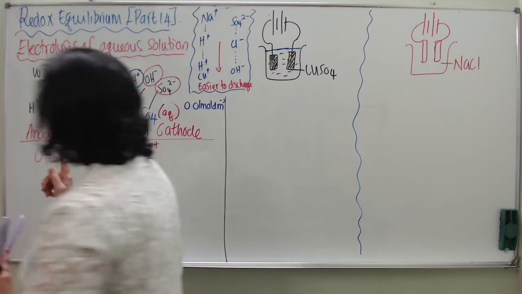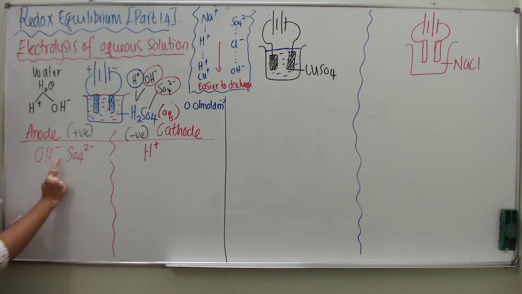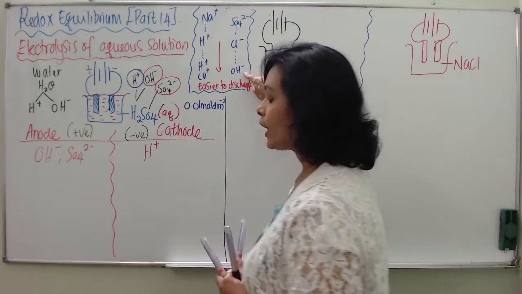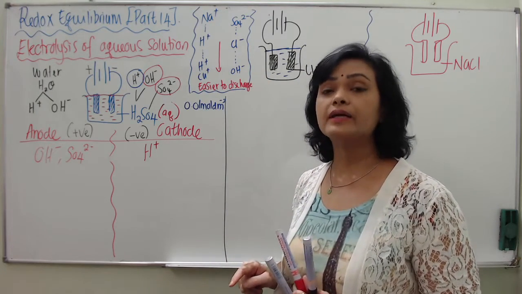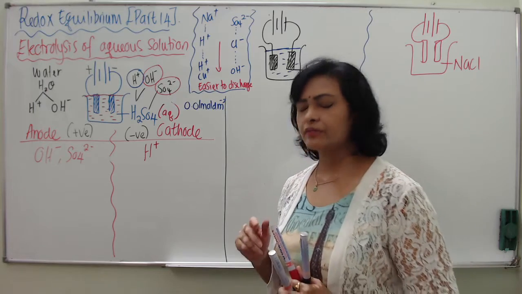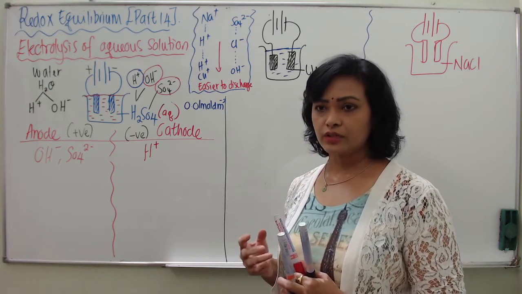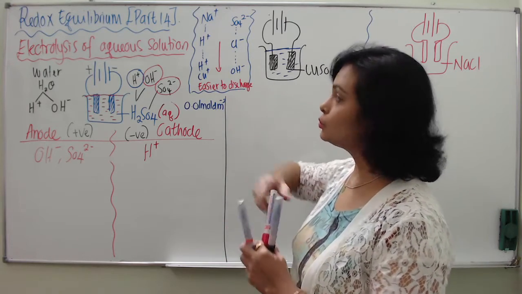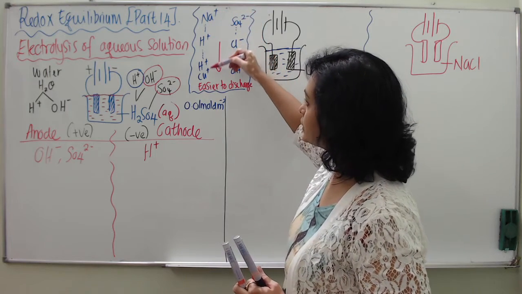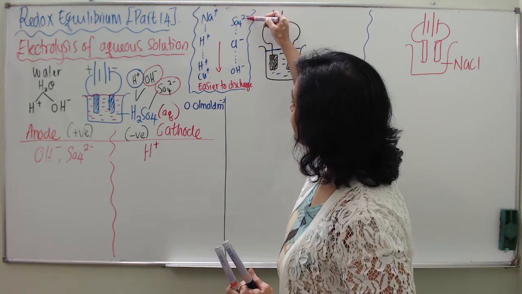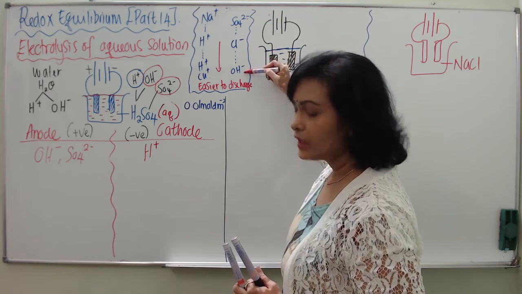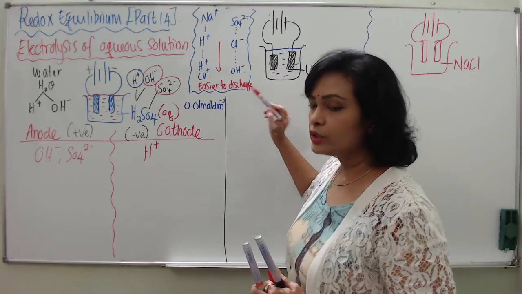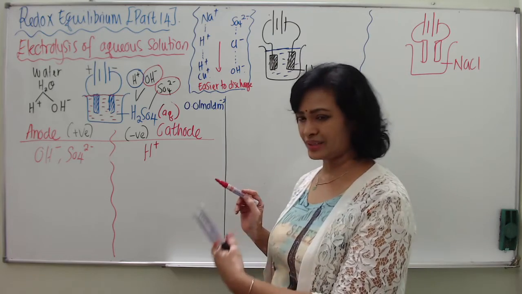Now, in order for students to choose between hydroxide and sulfate ion, I want students to look at this chart. This is what we call the electrochemical series. It is quite a bit different from potential difference, but don't worry about that. In the electrochemical series, we have 2 parts: all the cations arranged from top to bottom, and all the anions arranged from top to bottom. Can you see, the lower it is, the easier to discharge.